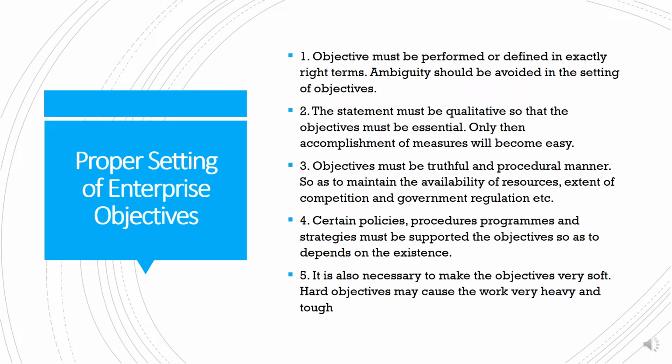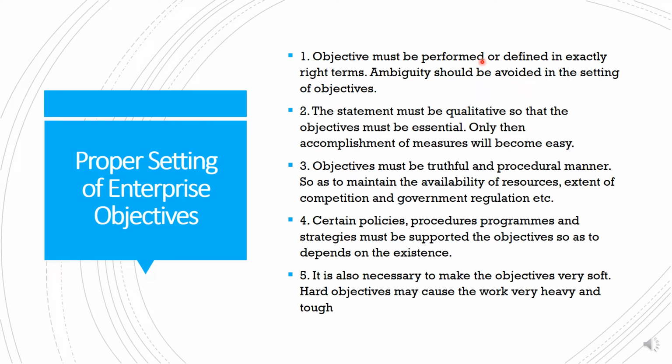Now we come to the proper setting of enterprise objectives. What do we mean by proper setting? When a firm is going to set the objectives, what all things it should keep in mind. The very first thing is the objective must be defined in exact terms, and hence it should avoid ambiguity. What does that mean? That the objective has to be precise.